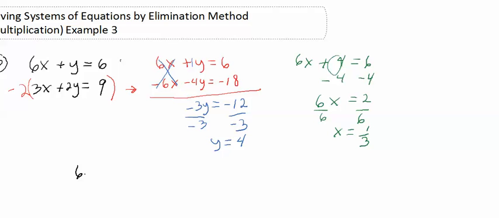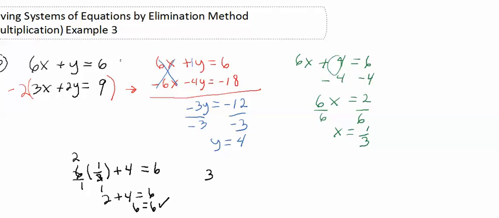So I have 6 times 1/3, because we said our x is 1/3, plus 4, does that equal 6? And I'm going to cross cancel, and I get 2 is 2 plus 4, 6. And 6 is equal to 6. So that one works. Because I have a fraction, I'm going to go ahead and do it with the second one to make sure it works.